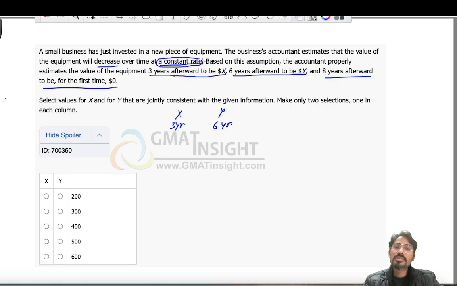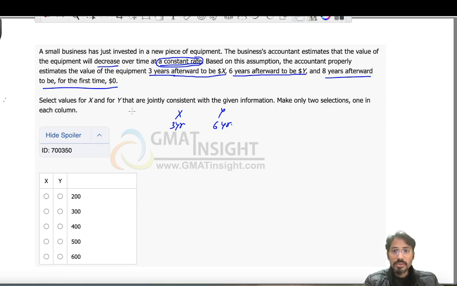These are certain keywords that we should always take in cognizance. You might have noticed that I'm reading this question very slowly. Actually, it's very intentional because I just want to avoid any scenario in which I have to reread the question, because that consumes a lot of time. So it's better to go slow but to read it just once and then understand it in that reading itself. Now, state the value of X and Y which are jointly consistent with the given information. Make only two selections, one in each column.